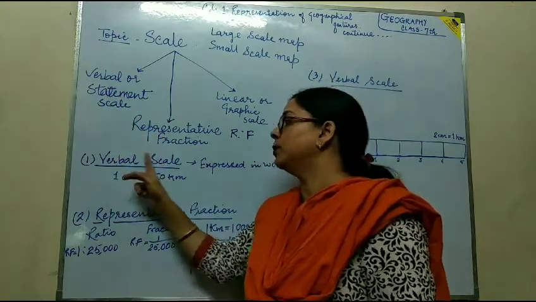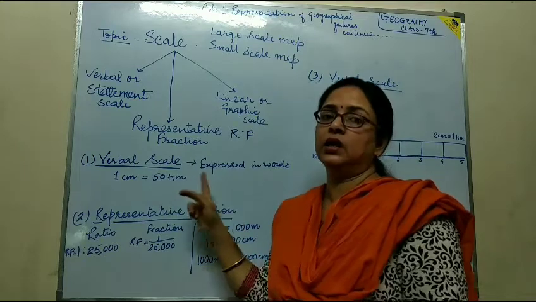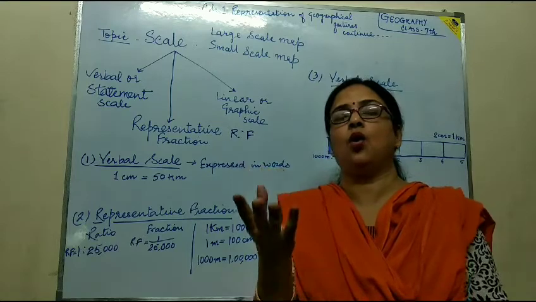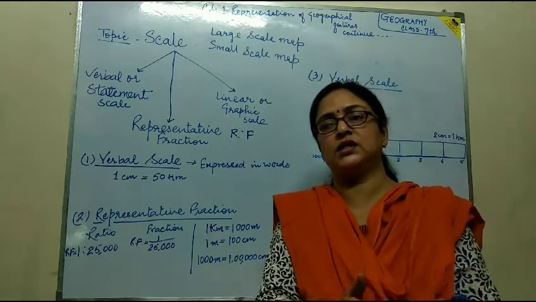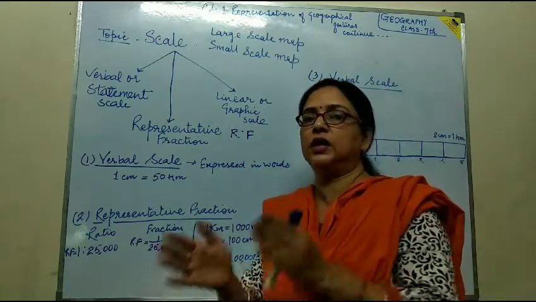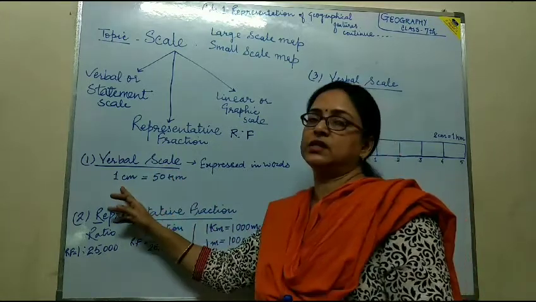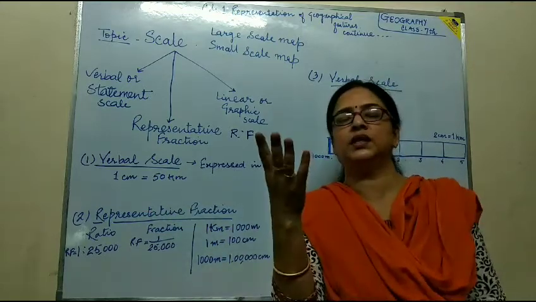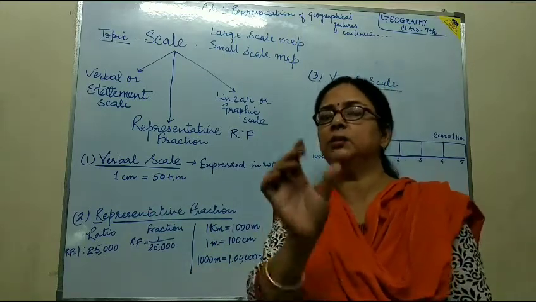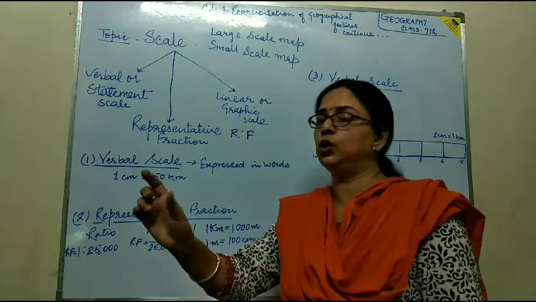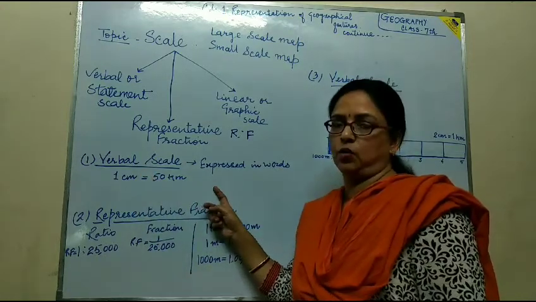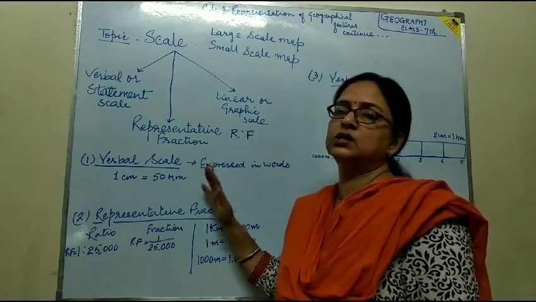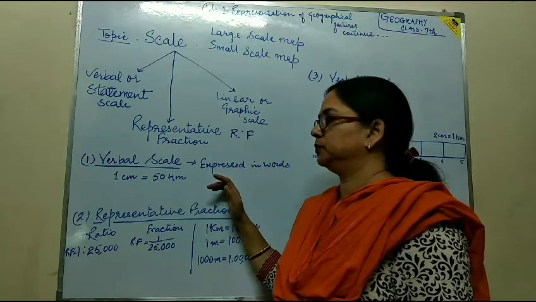First one is the verbal or the statement scale. Here we express only in words what the map distance and the ground distance are. That is the verbal scale. For example, 1 centimeter is equal to 50 kilometers. So we are simply saying that 1 centimeter of the map is equal to 50 kilometers of the ground. But this is not an accurate measurement, so it is not commonly in use.